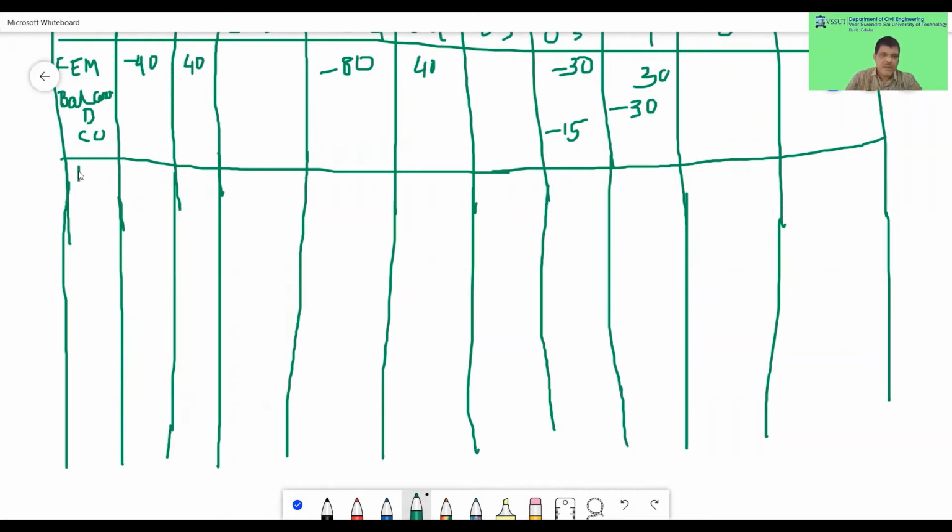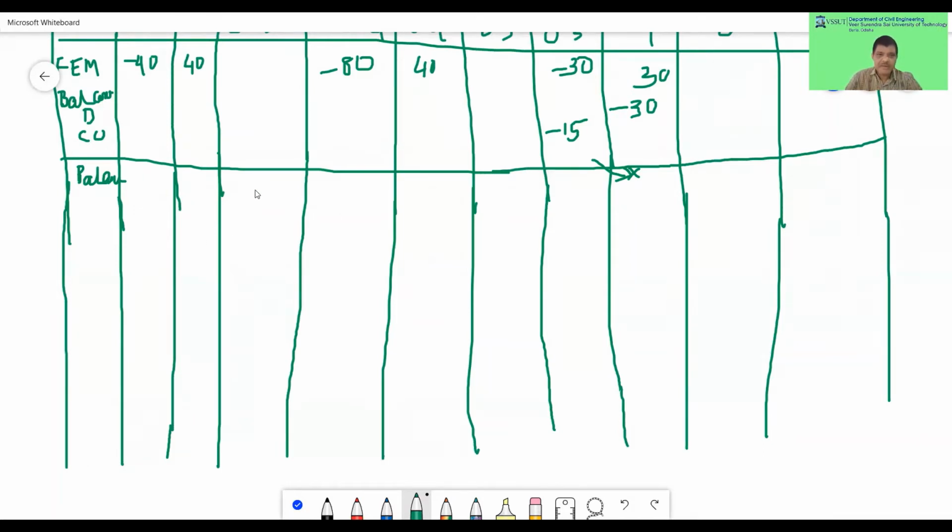Now you have to balance. So we have already made the joint D as P from these moments. So now 30 minus 30 is 0. So no moment will come from here to here. There is no carryover from CD to DC. Now we'll balance the moment.